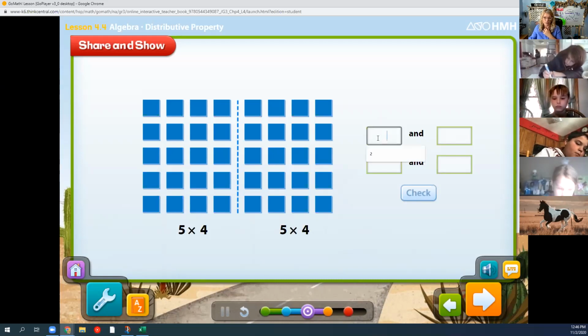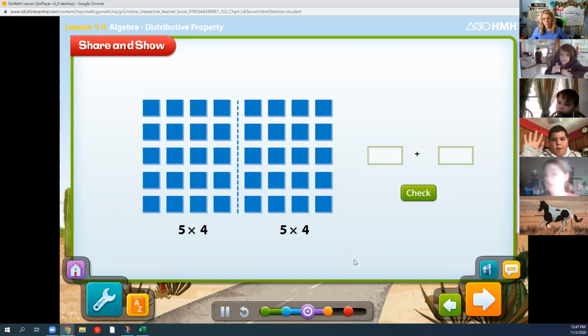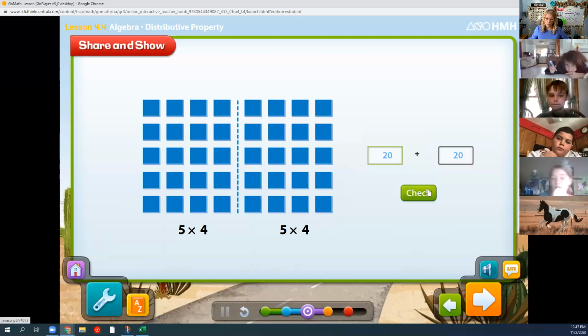I'm not sure what he said. I think he said, so 5 and 4 are my multiples. I don't know why it says 2 there. 5 and 4. Let's find out. Oh, you're right. Each group has 5 rows of 4 tiles, so you multiply 5 and 4. What products do you add? So 5 times 4 is 20. And then 5 times 4 again is 20. So you'd add those two answers together. Good job. You'll add 20 and 20.